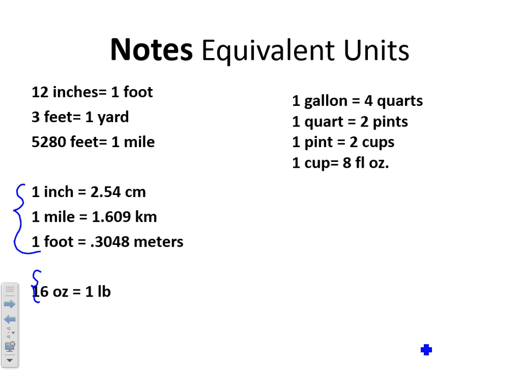And then some of these might be familiar to you as well. 1 gallon equals 4 quarts. 1 quart equals 2 pints. 1 pint equals 2 cups. And 1 cup equals 8 fluid ounces.